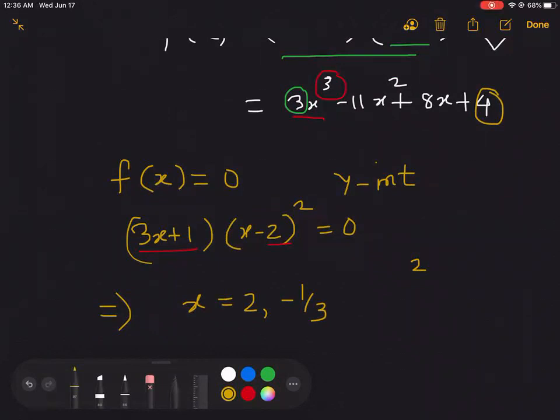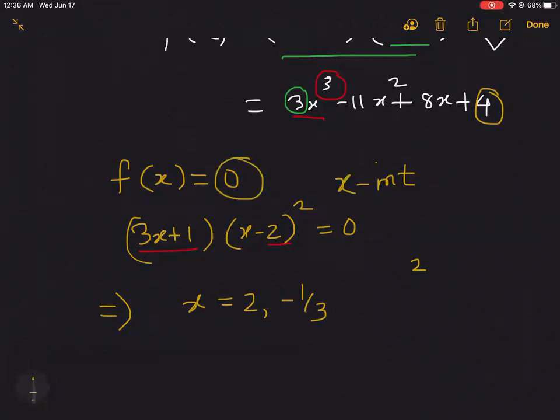I'm plugging in 0 in place of y. So these are actually my x-intercepts. I'm sorry, I made a mistake here. So this should be x-intercept, right? Because I'm plugging in 0 in place of y. So it will be 2, 0 and negative 1/3, 0. So these are my x-intercepts.